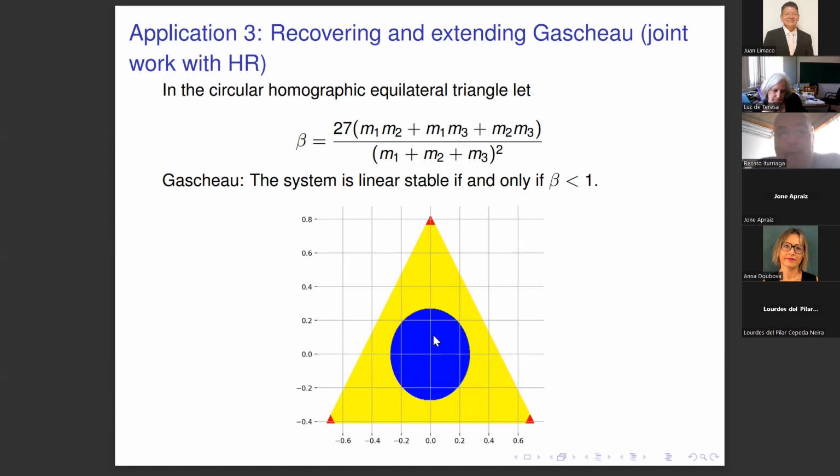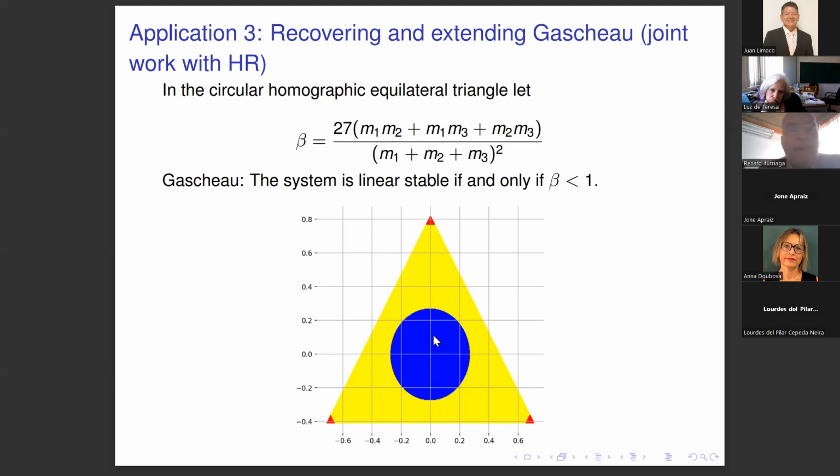So Gauchon proved that in the circular case, when the ellipse is a circle, then you have stability in the red parts and instability in the yellow and the blue. What we prove is that we have instability on the blue for any ellipse, and Gauchon was talking only about the circle.